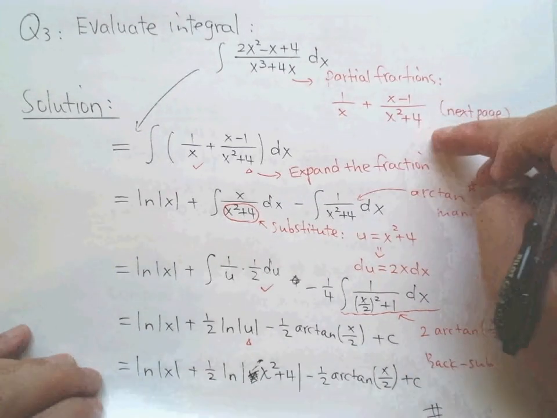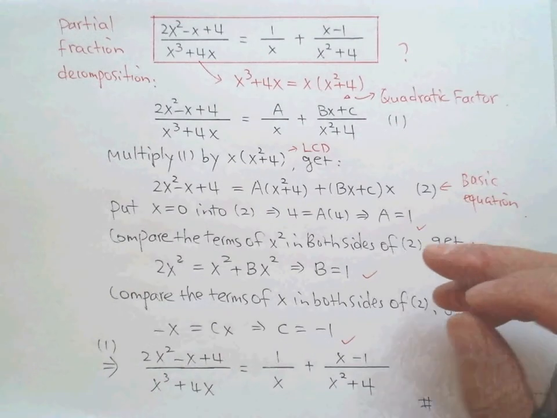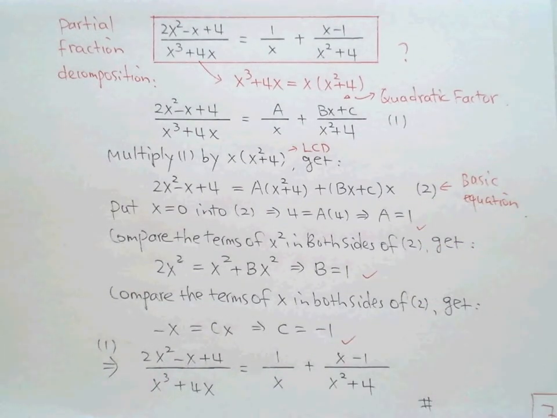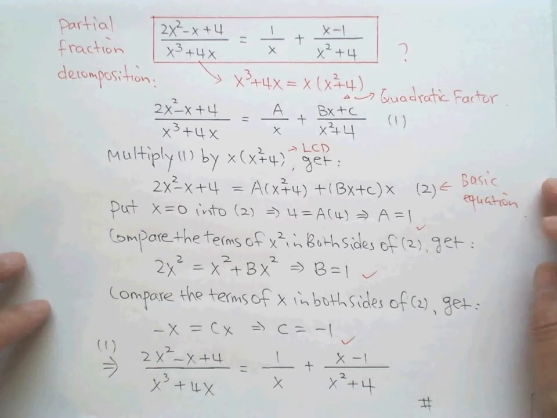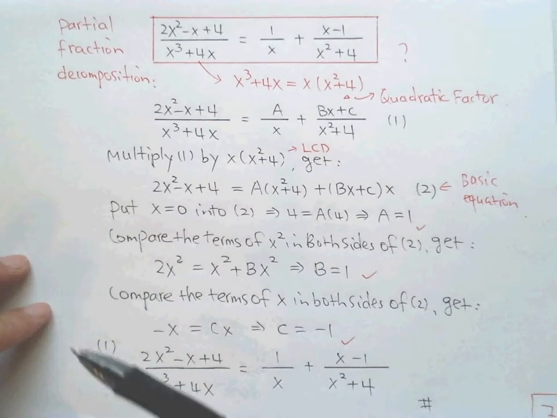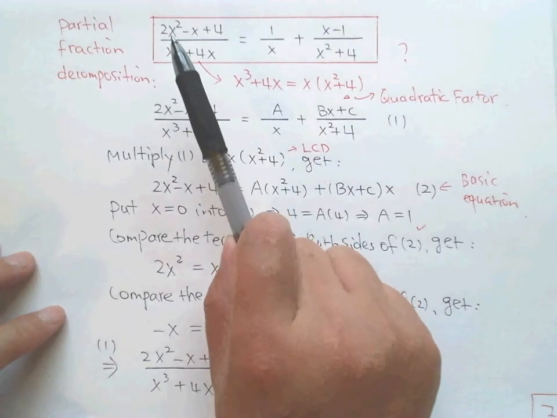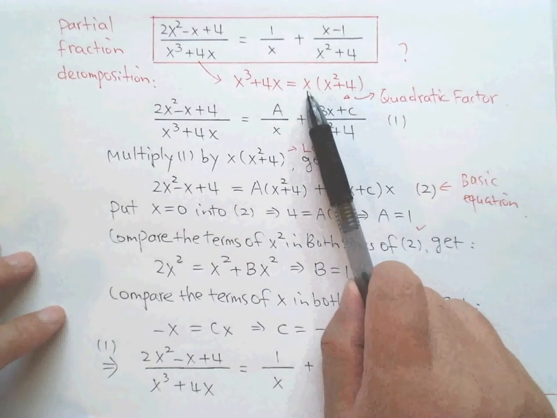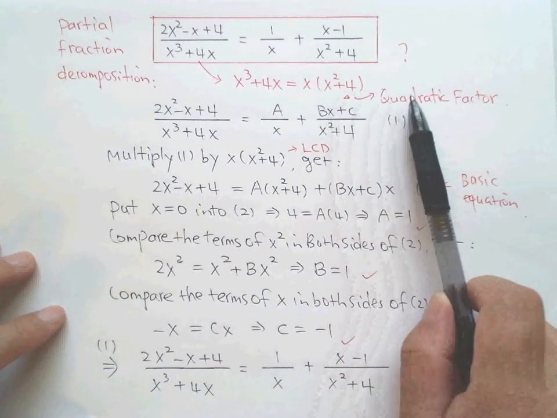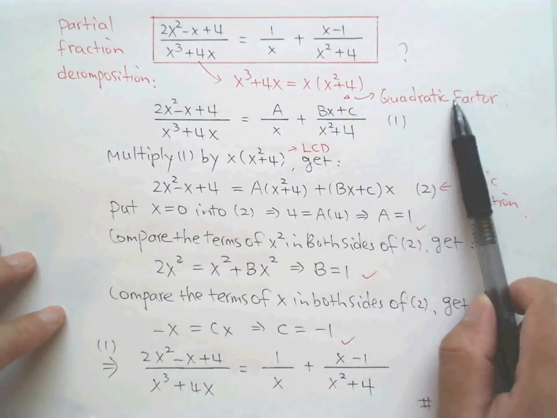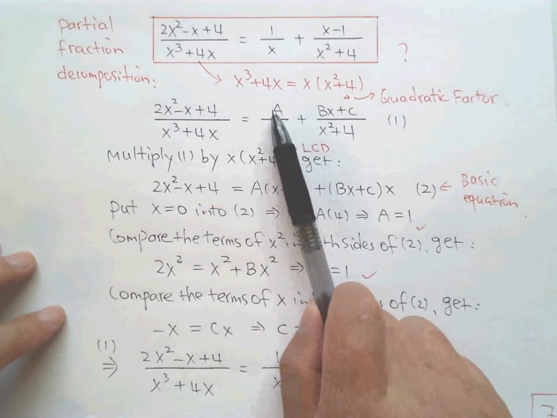However, the method is straightforward. The only thing we need to do is the partial fraction. There's a little bit of difference. Can you see what the difference is when you compare to the previous one? First we need to find the factors of the denominator. The factor x is linear, good, but this one is not linear. Actually, it's called a quadratic factor, right?